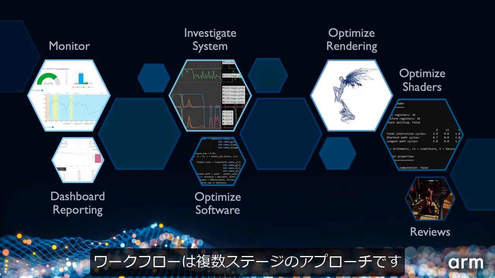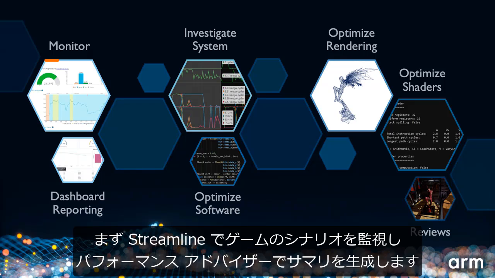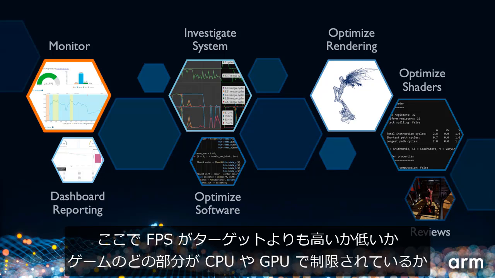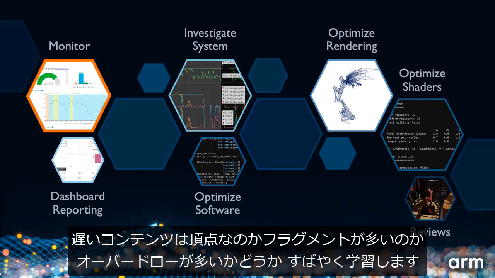The workflow is a multi-stage approach. First, monitor a game scenario with Streamline and generate a high-level summary with Performance Advisor. Here, you'll quickly learn where the FPS was on target or below target, which parts of the game were CPU or GPU limited, whether slow content was vertex or fragment heavy, and if overdraw was high.